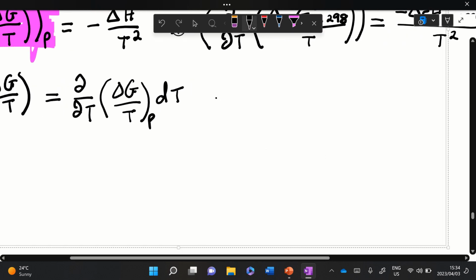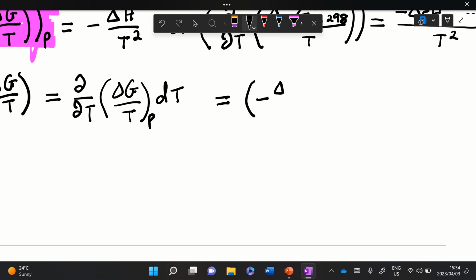Then the right-hand side. What does the right-hand side look like? Well, the right-hand side is minus delta H over T squared. There's nothing here to be concerned about. That is just dT, which just gets slapped on at the back. Okay, so that's its exact differential.